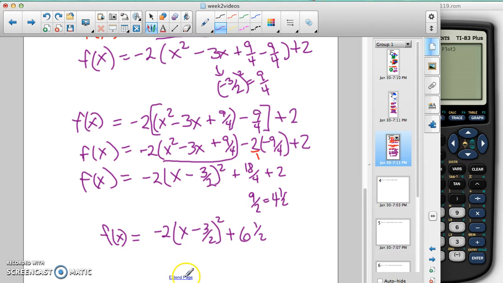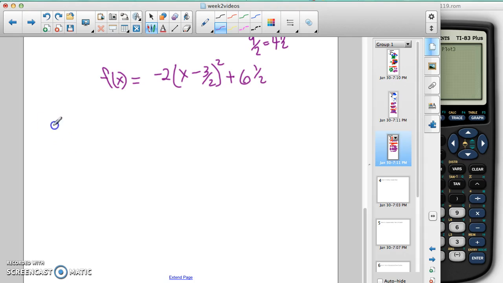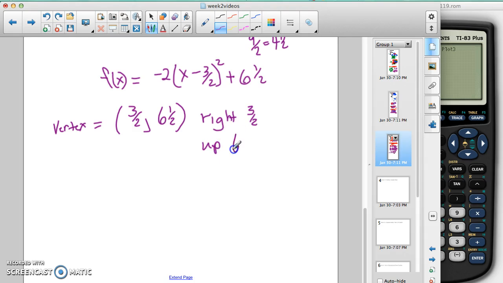Now it tells me some information. The vertex is the opposite of this number, which is positive 3 over 2, and the same number there is 6.5. So that means it transforms it, it moves it right 3 halves and up 6.5 from the original graph of x squared.